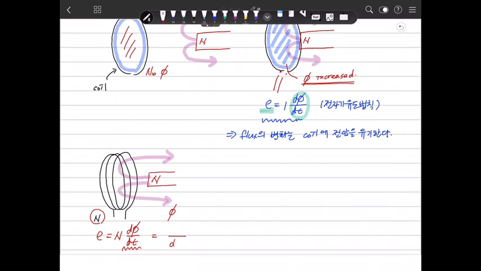And you can read it as d over dt of n phi. Here you define n phi as lambda. Lambda we call the flux linkage. In Korean, 쇄교 자속. The flux caused by another element is linked with a coil, but the coil has n turns, so the linkage is n times. So the linked variable is n phi. You call this lambda, the flux linkage.